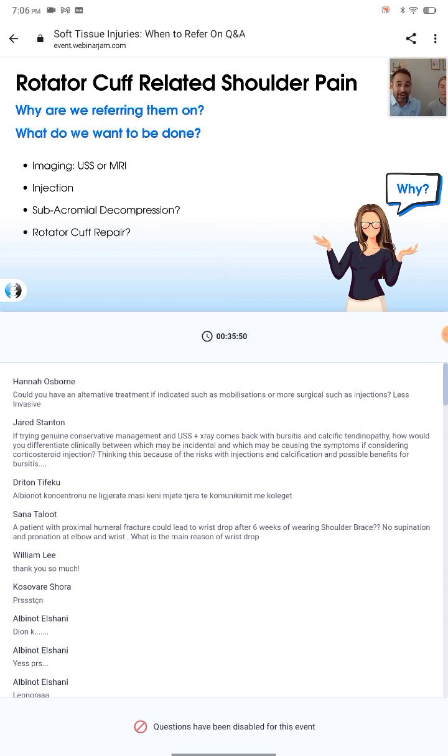Jared's asked a question which I suppose looks along the lines of calcific tendinopathies. How would you differentiate clinically between which may be incidental and which may be causing the symptoms if you're considering an injection? He talks about the risks of injections, which of course is very valid. So if you have an ultrasound or an x-ray and it says there's a calcific tendinopathy, are there ways of saying, yep, the calcific tendinopathy is what's causing their symptoms, or, oh, that might just be there anyway?